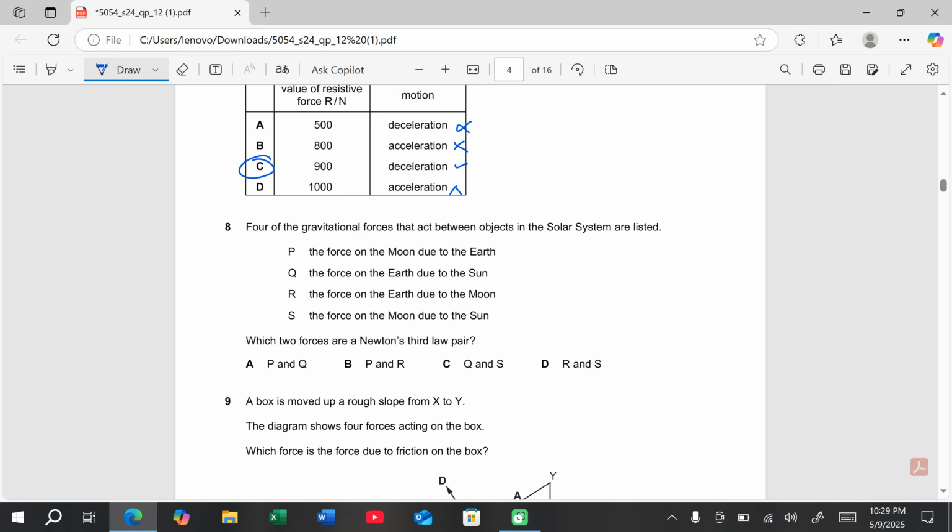Four of the gravitational forces that act between the objects in the solar system are listed. P, the force on the moon due to the earth, the force on the earth due to the sun, the force on the earth due to the moon, and the force on the moon due to the sun. Which two forces are Newton's third law pair? That's very easy. It is the force on the moon due to the earth and the force on the earth due to the moon. They both are action and reaction forces.